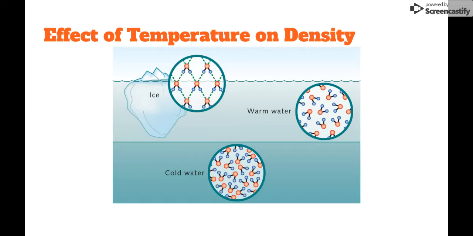The effect of temperature on density. Density is affected by temperature. In this image, we can see that ice is the least dense, it floats, and cold water is most dense, it sinks. Of course, water vapor, the gas phase, is the least dense state. For our experiment, we will be using room temperature 25 degrees Celsius water.